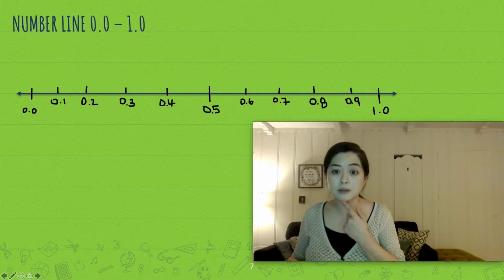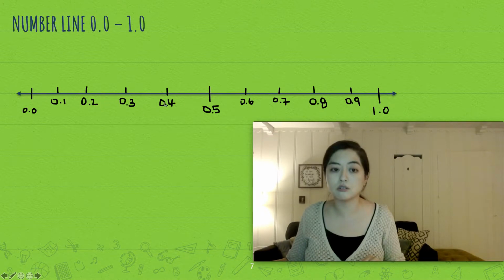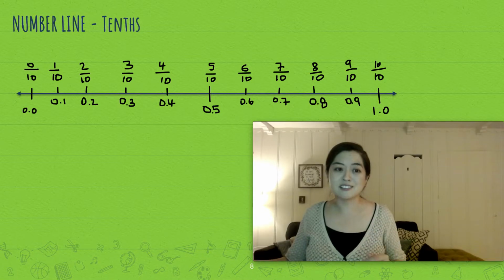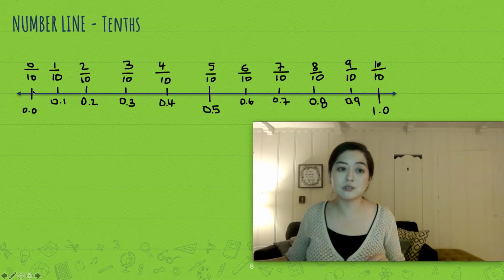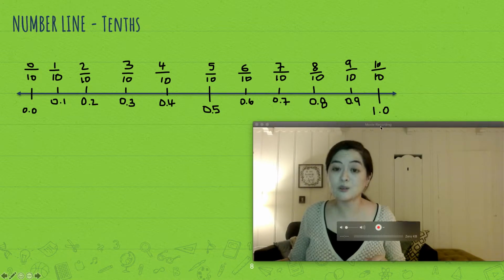Now, let's look at a number line between 0 and 1. So this is 0.0, 0.1, 0.2, 0.3, 0.4, 0.5, 0.6, 0.7, 0.8, 0.9, and 1.0. Let's add the fractions. So this is the same thing as saying 0 tenths, 1 tenth, 2 tenths, 3 tenths, 4 tenths, 5 tenths, 6 tenths, 7 tenths, 8 tenths, 9 tenths, and 10 tenths, which is the same thing as 1, which is the same thing as 1.0.